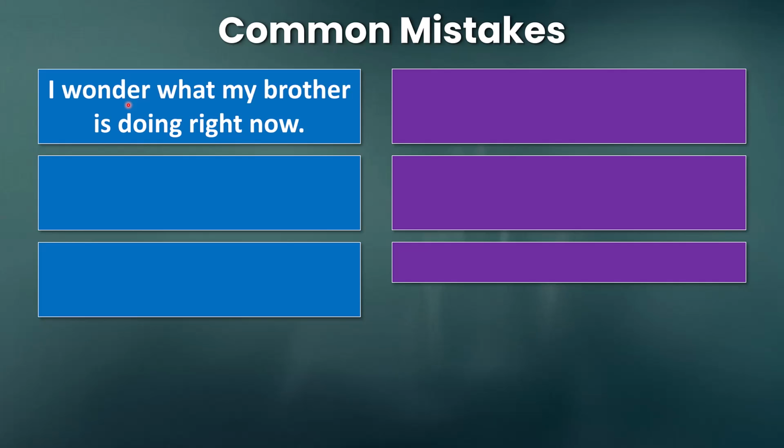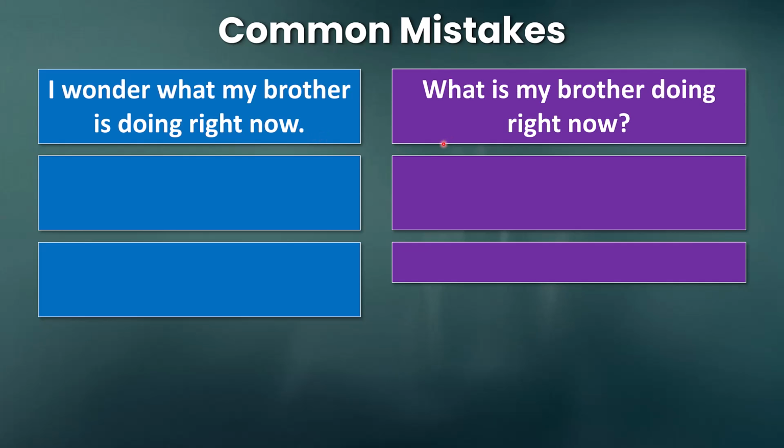However, they are not asking a direct question. This is expressing a thought, something that I am wondering about. However, I am not asking a direct question. So this is not an interrogative sentence. An interrogative sentence would be, what is my brother doing right now? Question mark. This is a direct question and would end with a question mark.